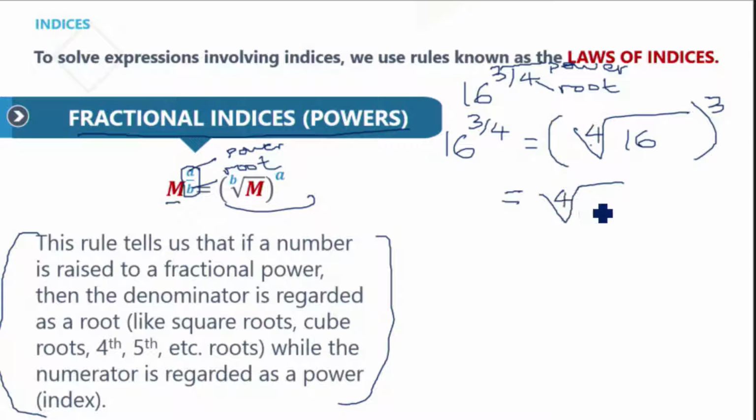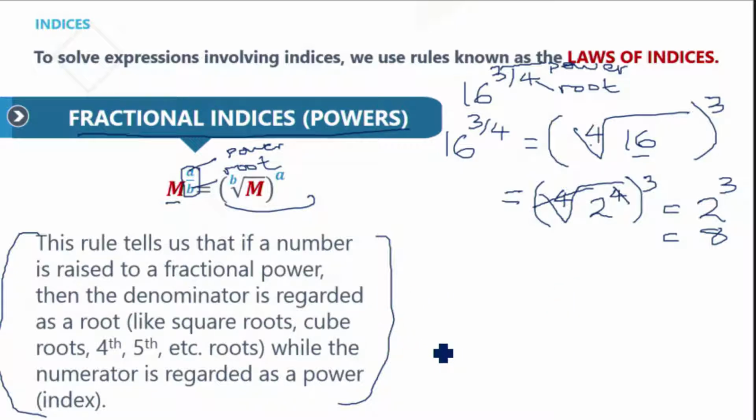So 2 is the number that you multiply repeatedly 4 times to give you 16. All right, so you can see how we replace 16. 2 raised to the power 4 is the same thing as 16. So now this 4 cancels this root. We're now left with 2 raised to the power 3, which is equal to what? 8.